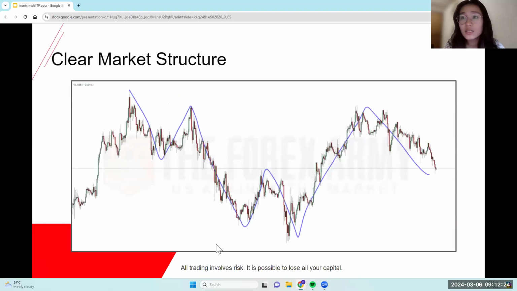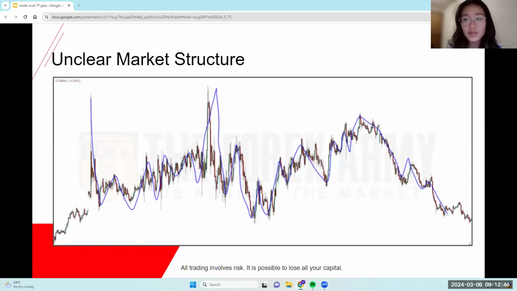Next. So here's what a clear market structure looks like. Fibonacci retracements can be used in both choppy and trending markets, but it is important to look for a really clear market structure even before you get started on your actual analysis. For example, here is an example of an unclear market structure. You can see it's very messy, it's really difficult to conduct your analysis on. So this is typically something that you want to avoid.